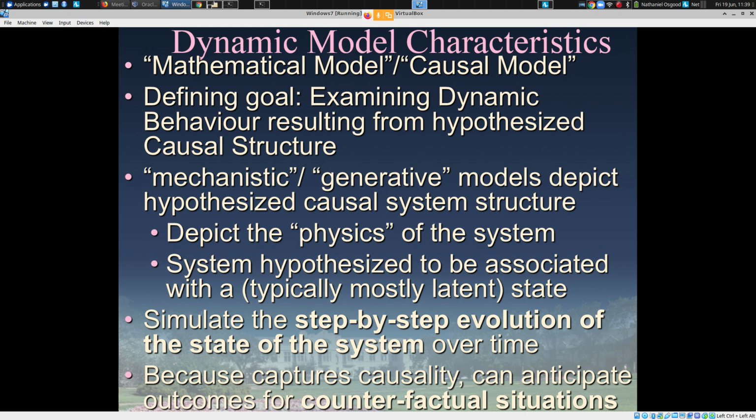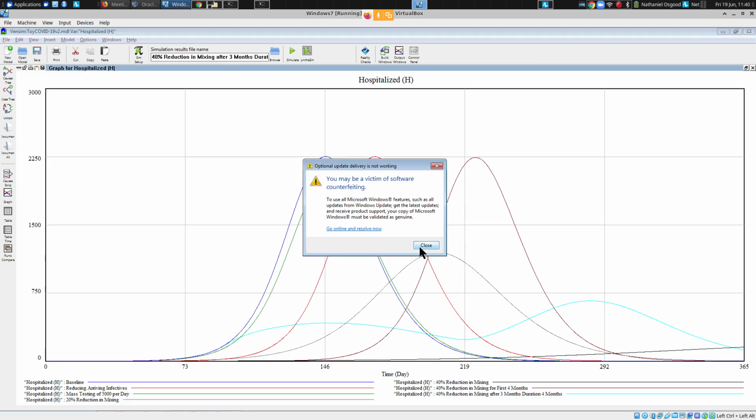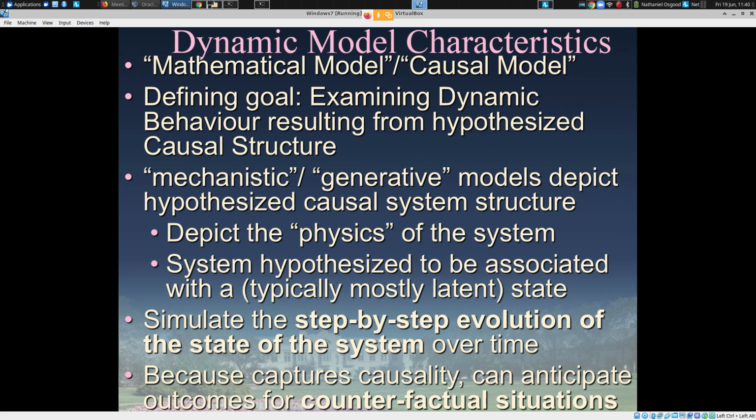They go by many names of different sub-areas: system dynamics model, compartmental modeling, mechanistic modeling, agent-based modeling, individual-based modeling, microsimulation modeling, discrete event simulation, discrete event modeling. These are all words that point to either the general class or, for most of them, specific sub-areas of dynamic modeling. What unites all of these is basically they examine dynamic behavior, with time on the x-axis, resulting from hypothesized causal structure.